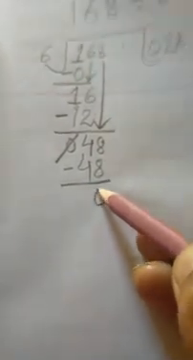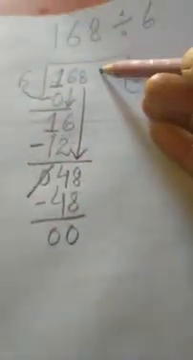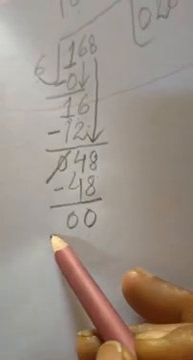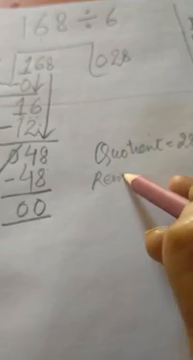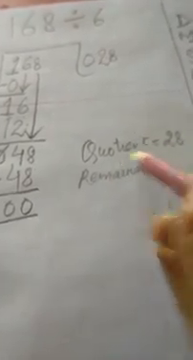Firstly we will do subtraction. This is 0, and there is no other digit to bring down, so our division is over. And what answer did you get? The quotient we got is 28, and the remainder that we got is 0.